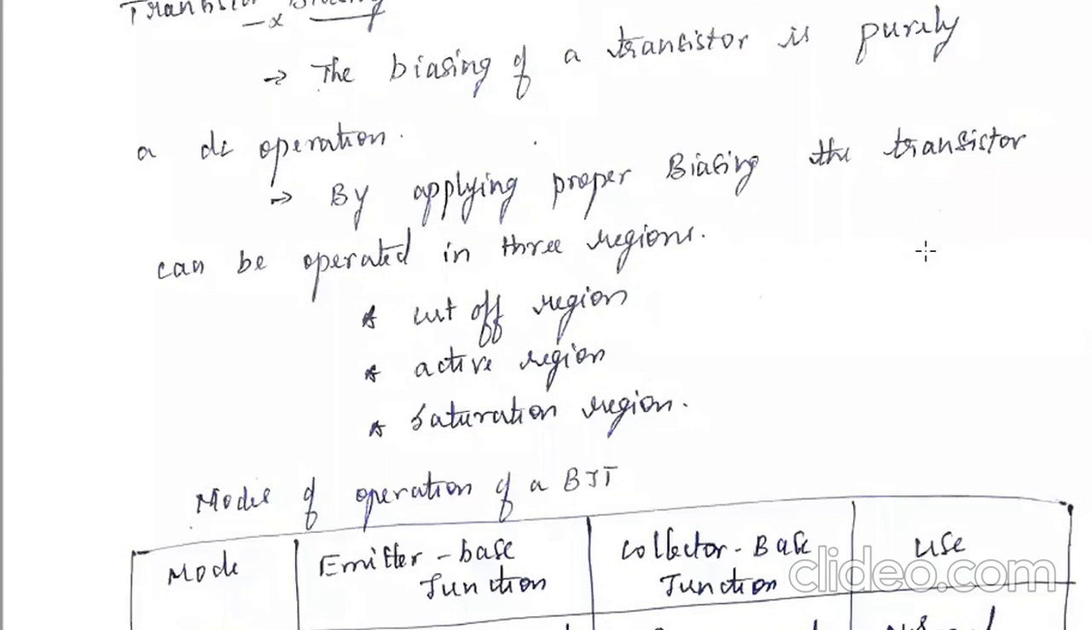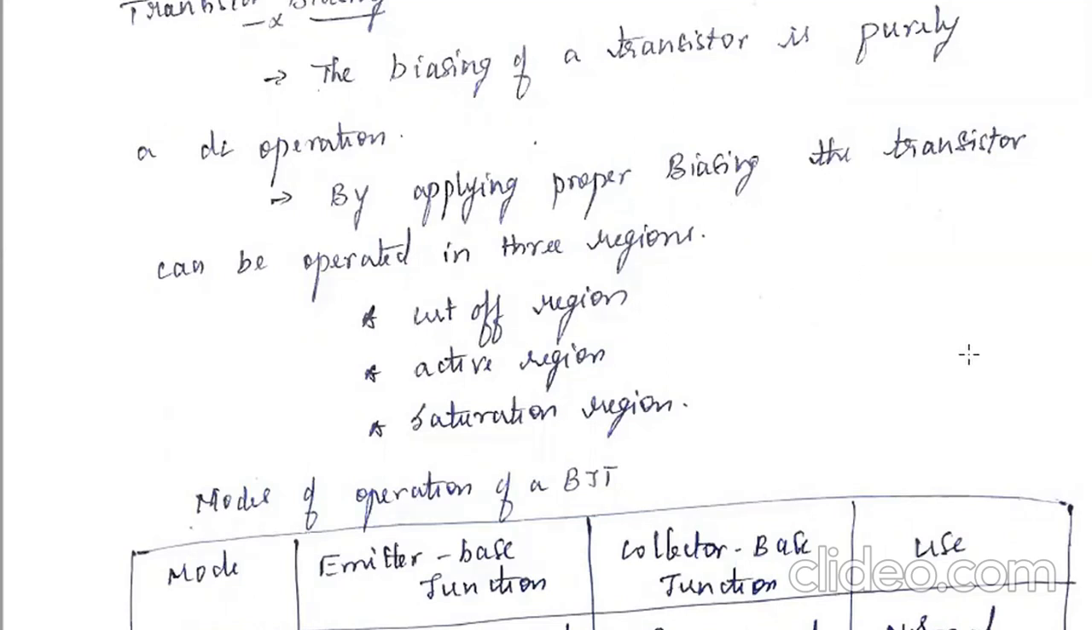Next, we will discuss what is called biasing and what the need for biasing is. The biasing of a transistor is considered to be a purely DC operation. Biasing is nothing but applying some DC voltage of correct magnitude to the two junctions of the transistor. Then what is the need for biasing?